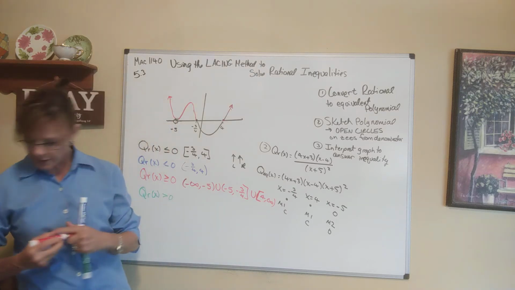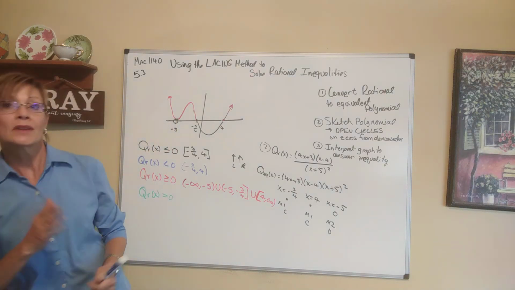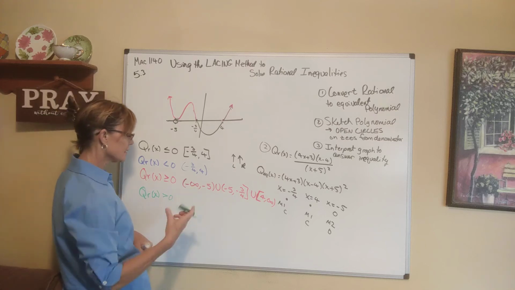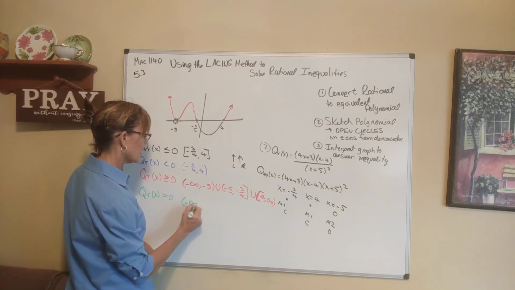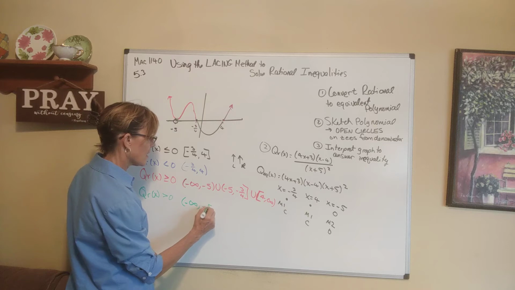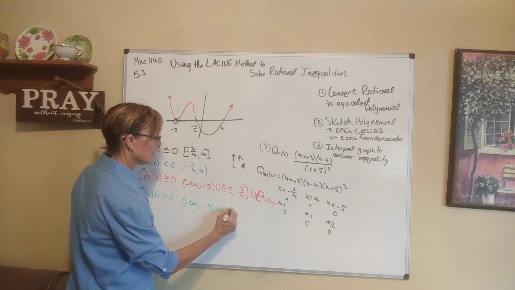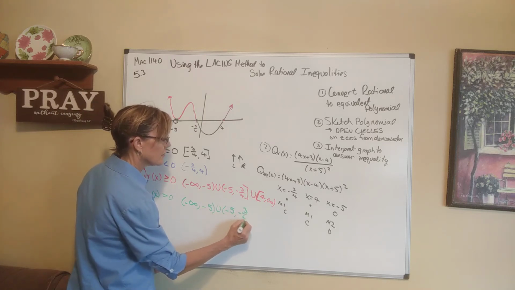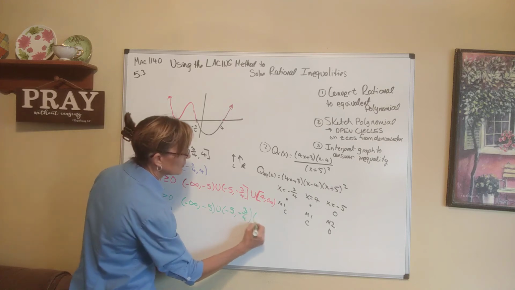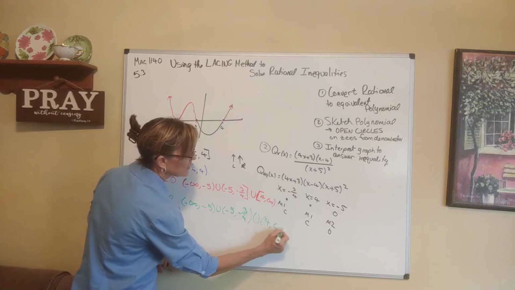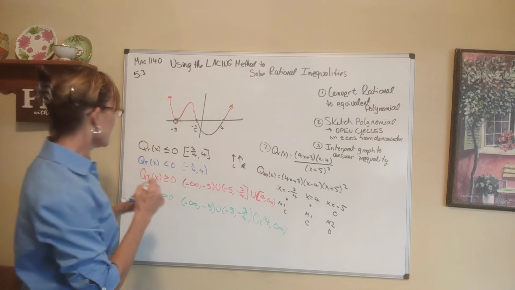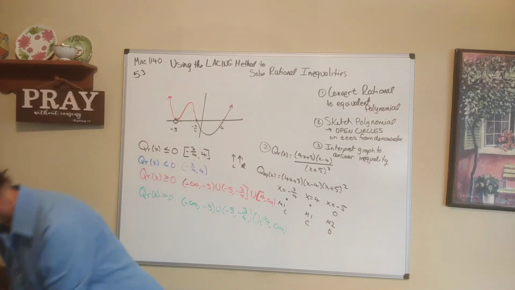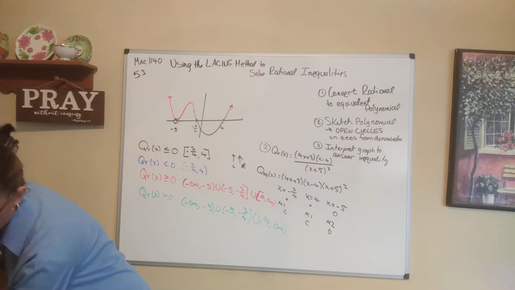What if they only want to know where it's positive but not equal to 0? Then this would be like this. Negative infinity to negative 5. Negative 5 to negative 3/4. Union with 4 to infinity. Okay, let's do two more really quick. M of x is this.